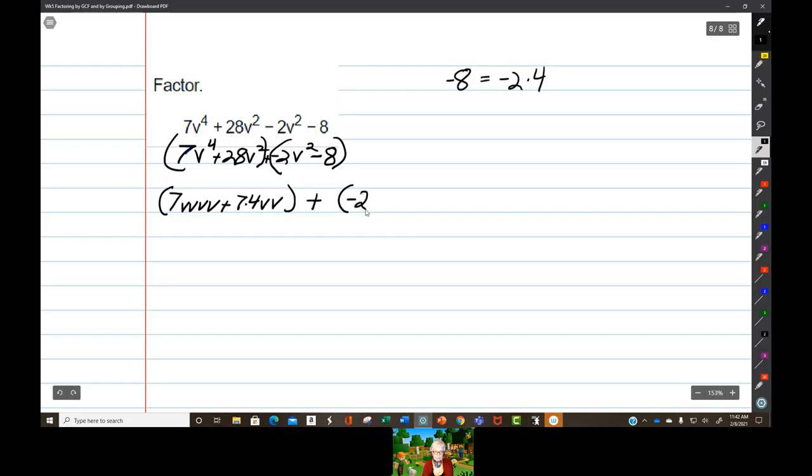All right, I've got to write negative 8 so that it has a negative 2. So negative 2 times positive 4. Now, each of these terms has a 7 and a V and a V. So 7V squared is going to be my GCF there for the first set of parentheses. Plus 4.